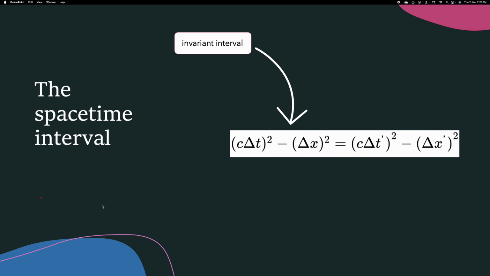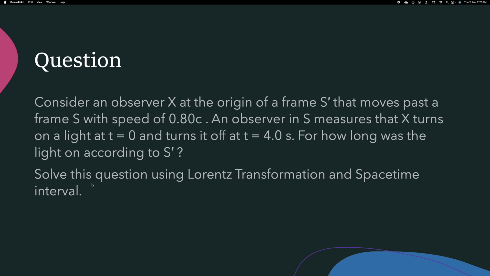So if you still have a confusion, let's do a problem. I'm going to solve this question using both the Lorentz transformation and the space-time interval. So consider an observer X at the origin of frame S prime. Okay, let me erase the board, give me a minute.